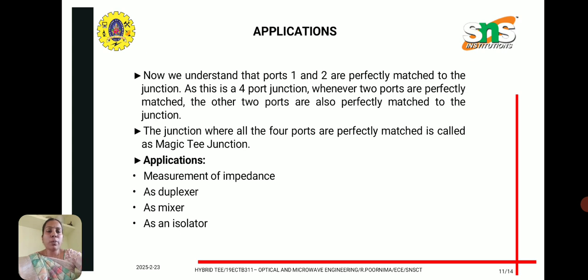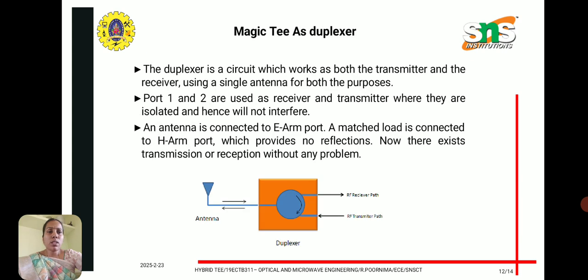For example, measurement of impedance, and as a duplexer, as a mixer and as an isolator. Duplexer means we can use a single antenna for transmitter and receiver. In this picture we can see the magic T application as a duplexer. The duplexer is a circuit which works as both transmitter and receiver using a single antenna for both purposes.